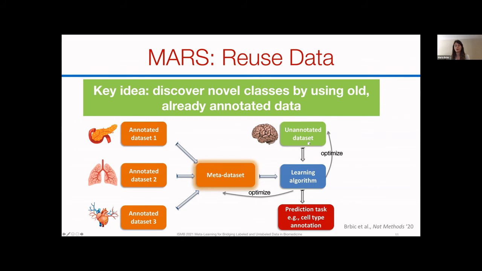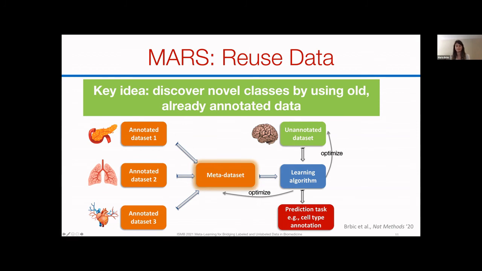And the idea is that the learning algorithm can reuse these previously annotated data sets to achieve better generalization on the unannotated data sets, even though this data set might have classes that are not seen during training on these annotated data sets.